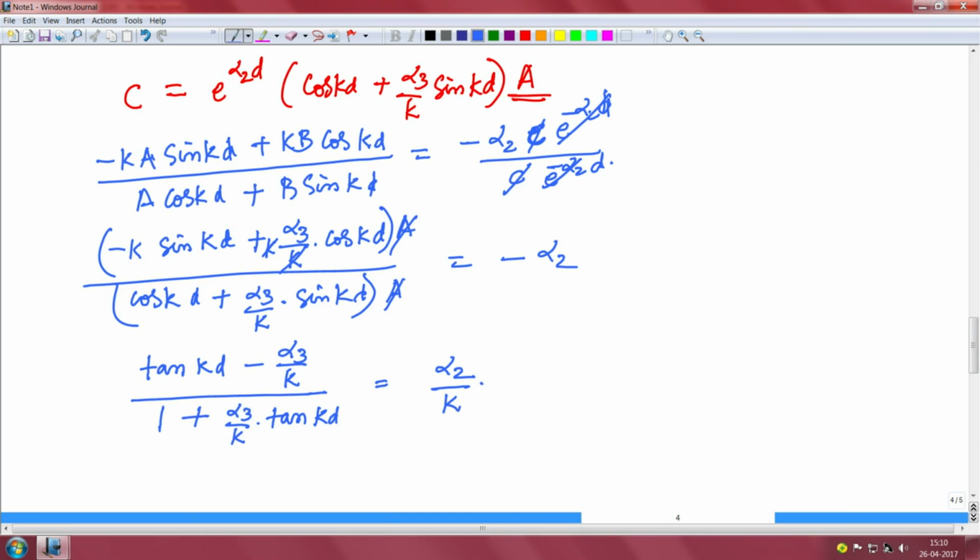So, let me represent this factor and this factor in terms of tan functions. Let me define phi 2 equals tan alpha 3 by k, alpha 2 by k, and phi 3, this factor, or the other way.